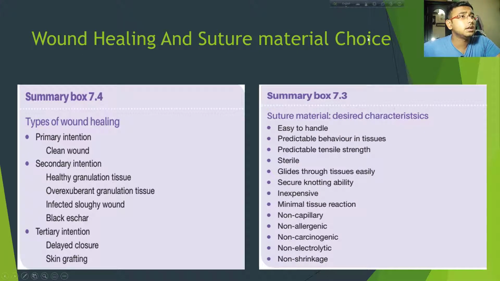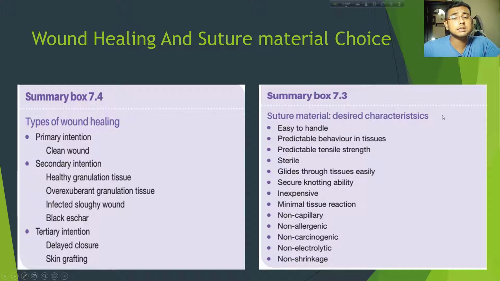Now, some wound healing and suture material choices. Wound healing has already been discussed in previous classes, just in outline. Primary intention is a clean wound. Second intention involves healthy granulation tissue, then overburdened granulation tissue, infected slurry wound, and black eschar. In this kind of condition, you have to decide that your wound should heal by secondary intention. Tertiary intention involves delayed closure and skin grafting, which will be discussed later.